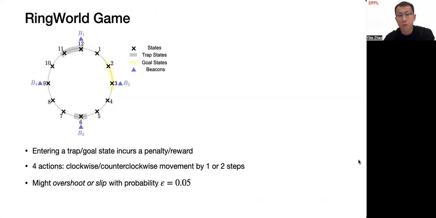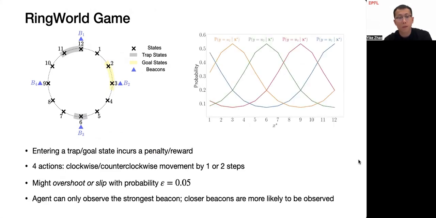To validate our results, we construct a small reinforcement learning game called Ringworld. So there are 12 states, and entering a trap state gives a penalty, and entering a goal state gives a reward. So agents have 4 actions where they can choose to move 1 or 2 steps clockwise or counterclockwise. An agent might overshoot or slip with small probability. Also, the agent can only observe the strongest beacon, and the closer beacons are more likely to be observed.